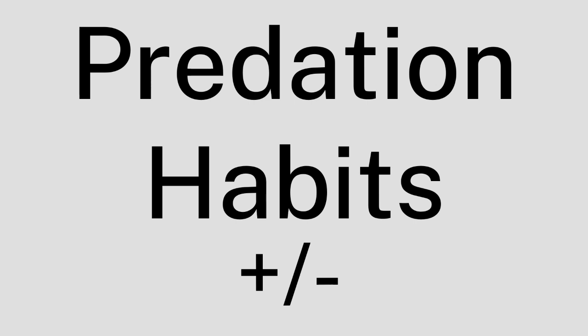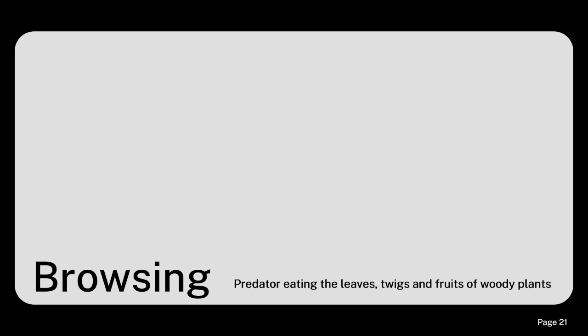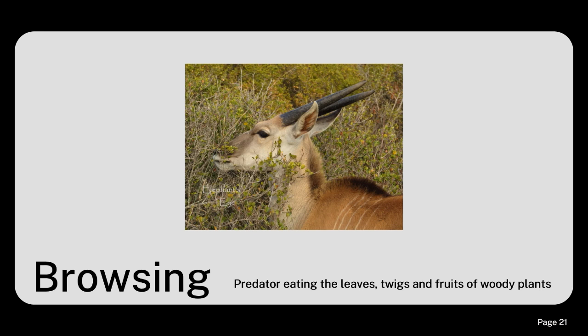Predators learn to prey on lots of different things, and being choosy isn't the best choice when nutrients are limited due to competition. Browsing refers to the predator eating the leaves, twigs, and fruits of woody plants. The largest species of antelope in Africa, the eland, has a flexible, herbivorous diet that varies depending on the season. During the wet season, they browse on the leaves, fruits, and seeds of plum trees.